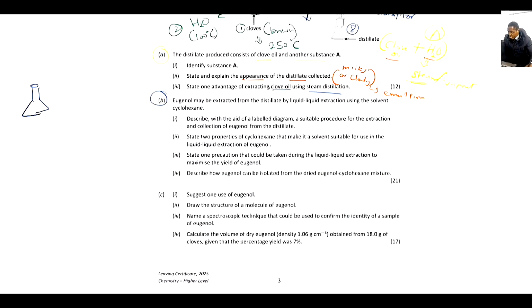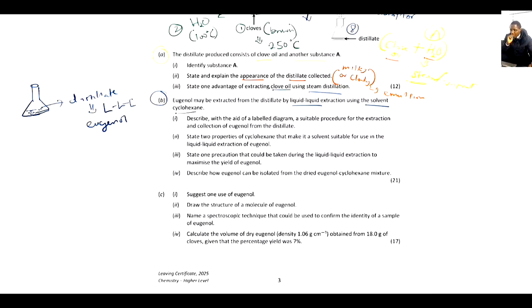So we have our distillate, and in this distillate lies our eugenol. Eugenol is inside this distillate, so we have to extract it. The eugenol can be extracted from the distillate by liquid extraction using the solvent cyclohexane. In this distillate is the compound called eugenol, and the method of obtaining this compound is by liquid-liquid extraction.